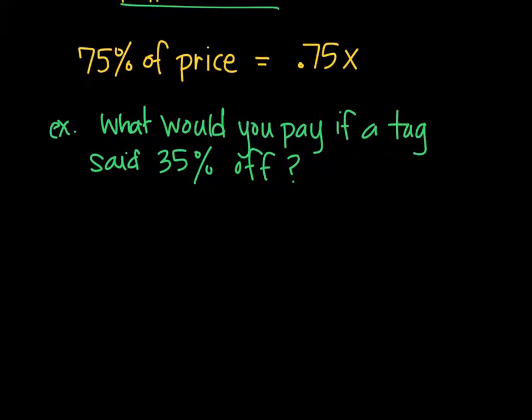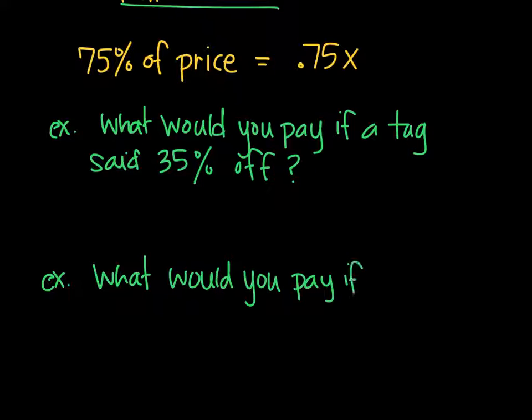And then the second question, leave a space for that. What would you pay if tax is 9.25%? All right, so those are 2 questions about percentages. How do you turn that into, and I didn't tell you the price, and that's fine. You don't need to know the price right now. We're just turning it into a math statement. What would you pay if a tag said 35% off? And what would you pay if the tax was 9.25%?